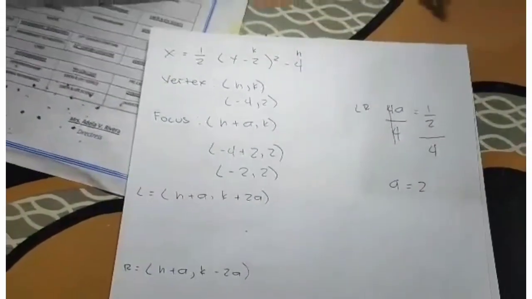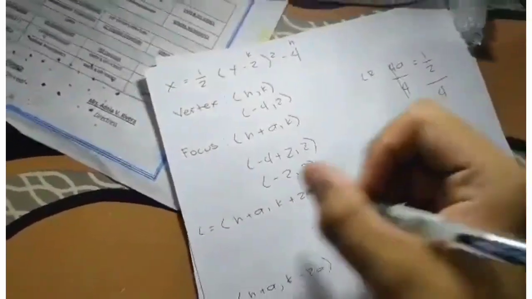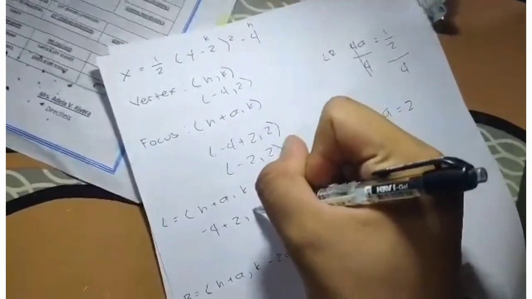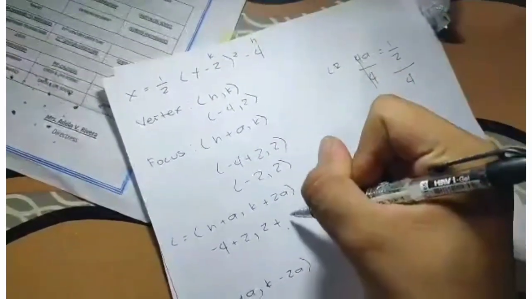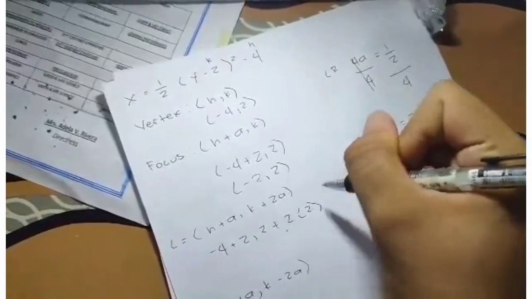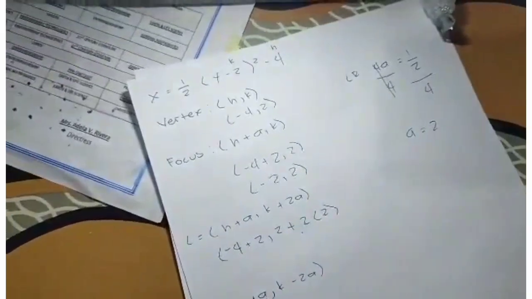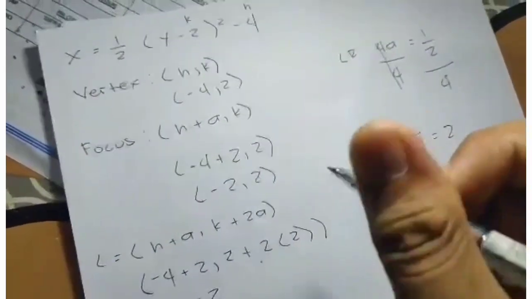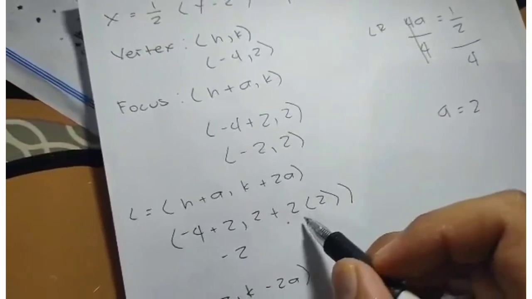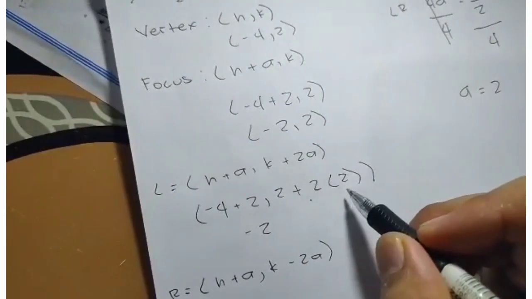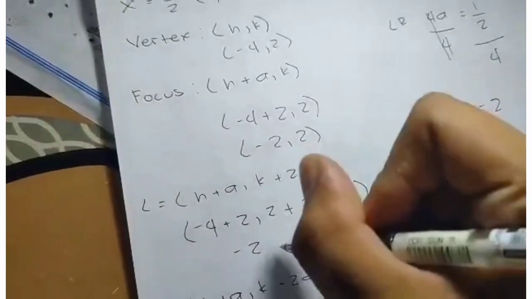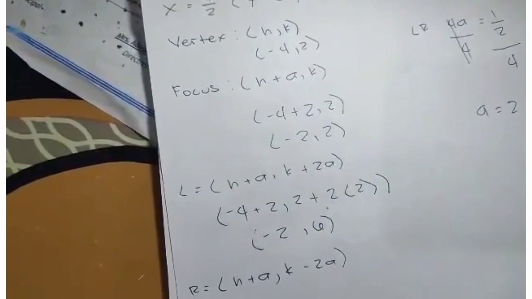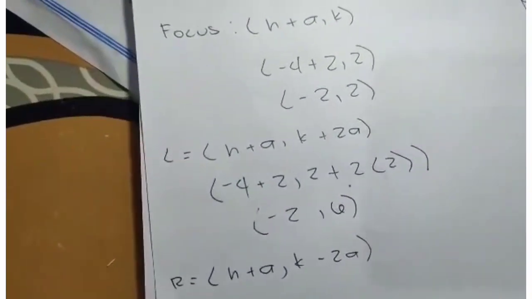So isolve muna natin yung point sa left side ng parabola. Ang h natin is negative 4. Then yung a natin is 2, comma yung k 2 plus 2, open and close a 2. So, isolve muna natin si negative 4 plus 2. Ang makukuha natin sagot is negative 2. Then si 2, i-add natin siya sa 2. Yung 2, ita-times muna natin siya sa 2. So, makukuha natin dun is 4. So, 2 plus 4 equals 6. So, ang point natin sa left side ng parabola is negative 2 and 6.